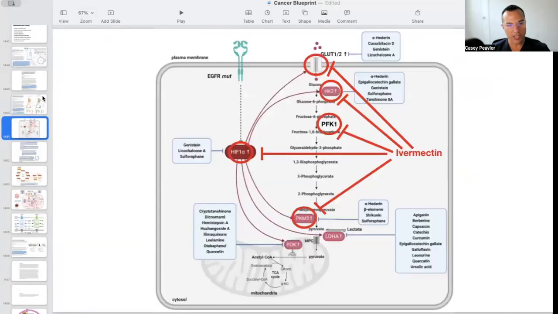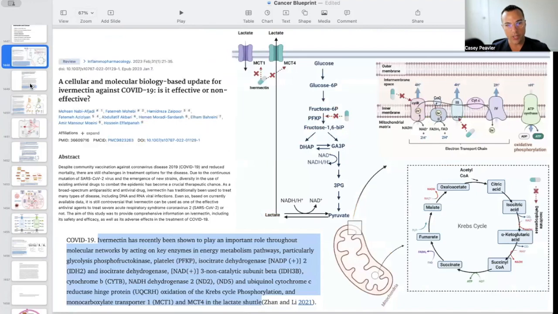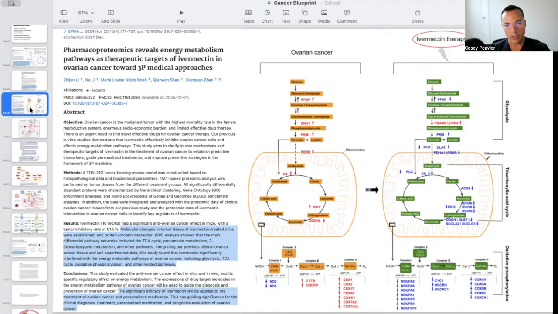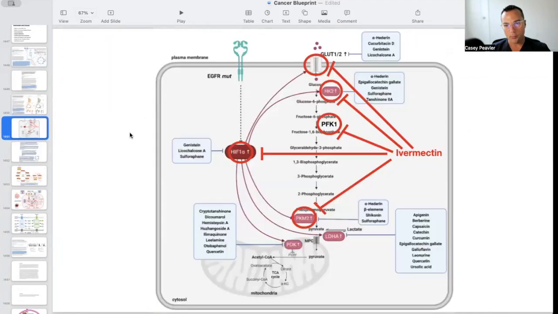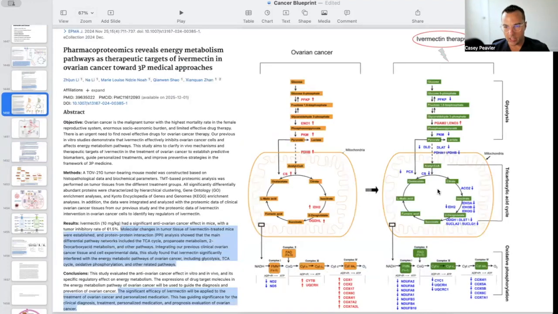So if we were able to take what we found in all three of these papers, both this COVID-19 paper, this glioblastoma paper, this ovarian cancer paper, and we put it all together on a graphical representation, we see that ivermectin has inhibitory effects on the GLUT transporters, on hexokinase, on phosphofructokinase, on hypoxia factors, as we saw in the last video, on pyruvate kinase, as well as effects on glutamine fermentation. So let's take a look at some of the enzymes we see here that are affected by ivermectin.